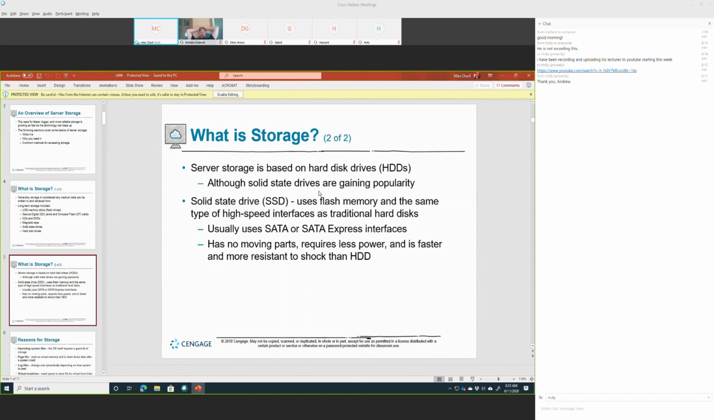And usually when you connect, it depends on the controller. You can use the regular SATA interface, or you use the Express. That's PCI Express, that's what they call it, PCI Express interface.